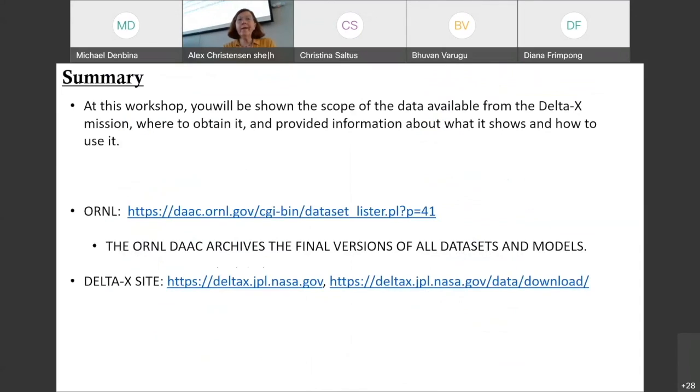So in summary, I hope, across the course of this whole workshop, you're going to be shown how to use all of this data. We've tried to make it as easy as possible for people to get all of the data that we collect so that the greater community is able to use it even during the time that the Delta X is underway. So I think that's the end of my presentation.